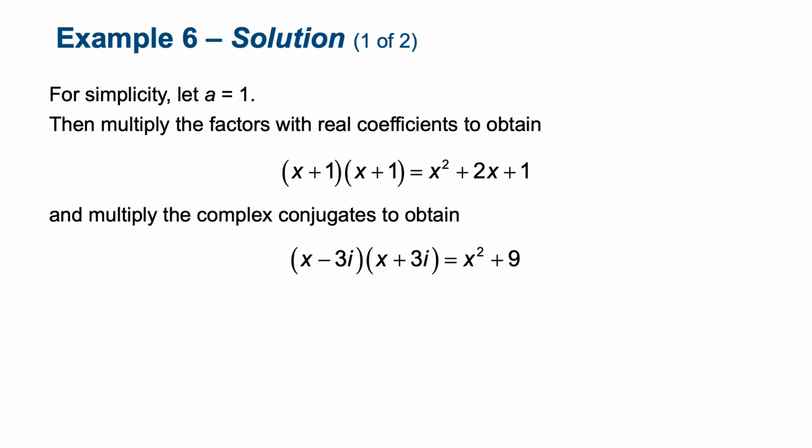So let's say a was equal to 1. If we multiply these factors together, we get x squared plus 2x plus 1. And then if we multiply the complex conjugates, remember that it's going to be x squared plus the number squared, 9.